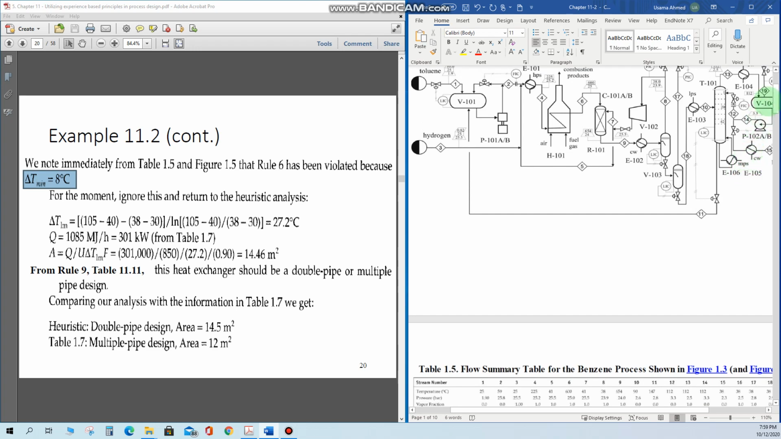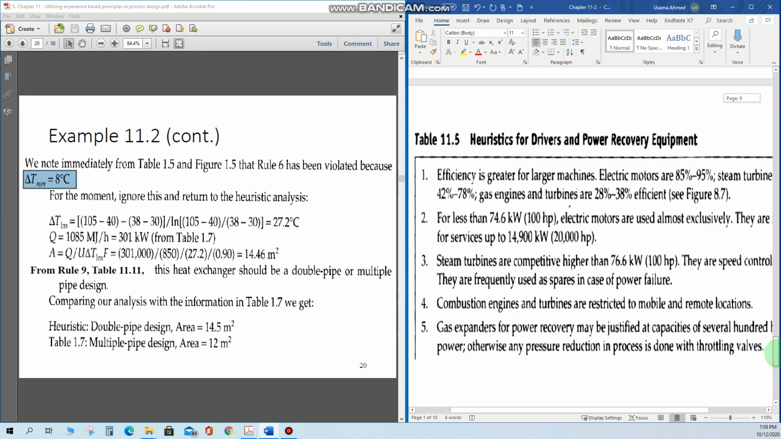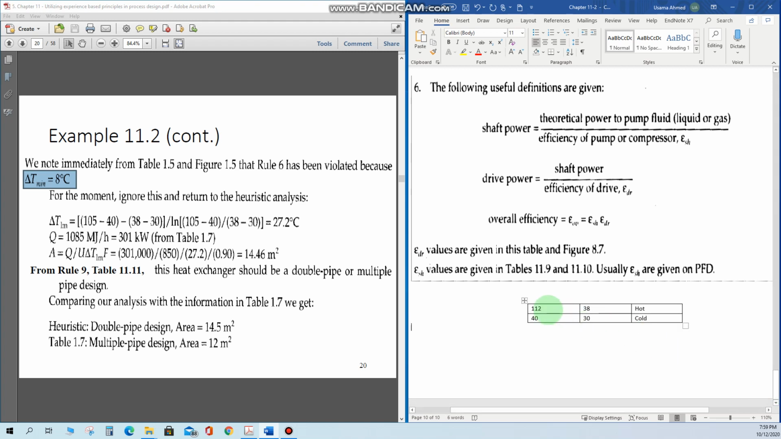So the entrance of this cooling water is at 30 degrees C. If you make the diagram for the heat exchange, the hot stream is being cooled from 112 to 38 degrees centigrade, and the cold stream is being heated from 30 to 40 degrees centigrade. If you take the difference of the inlet temperature of the cold stream and outlet temperature of the hot stream, it is equal to 8 degrees centigrade. However, what we have supposed earlier is that the temperature approach should be 10 degrees centigrade. So it is a violation of the rule that we have considered earlier. For the moment, ignore this and return to the heuristic analysis.